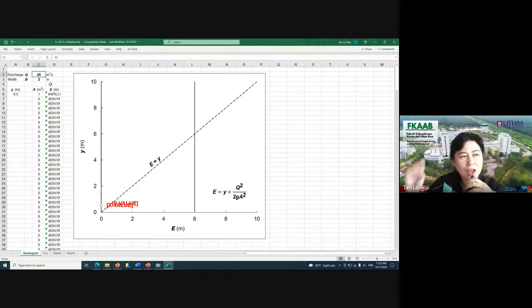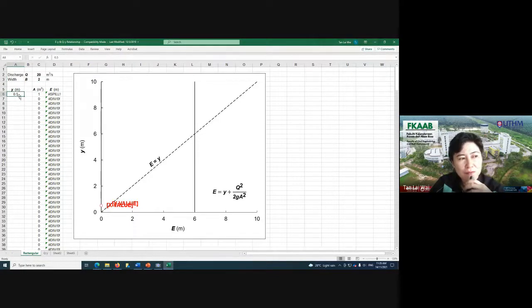Now I have a fixed discharge. Let's use 20 Qmax. This is a rectangular channel, so I'm using a constant width, which is 2 meter. So what I'm going to show here is, at varying depths of flow, I will get a different specific energy E. Let's look at this.